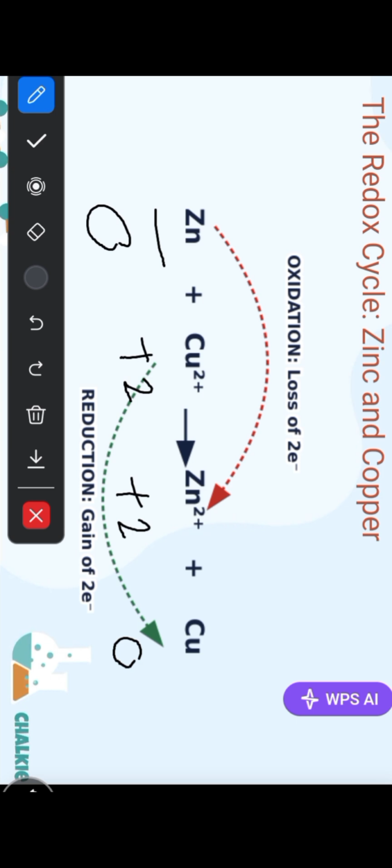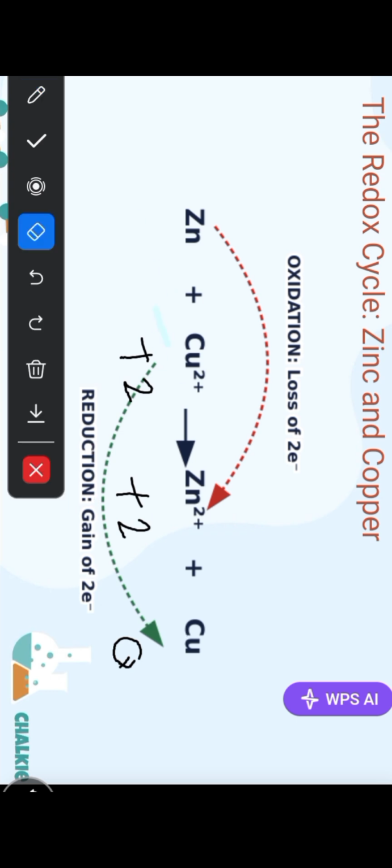So now we are moving from +2. Copper here is moving from +2 to 0. It is moving towards the negative direction. That means it is decreasing. So that means reduction has taken place between this copper here and the other copper here. So this explains the redox reaction. In this reaction, a redox reaction has taken place, because we have oxidation and we also have reduction taking place in this equation. Let's continue.